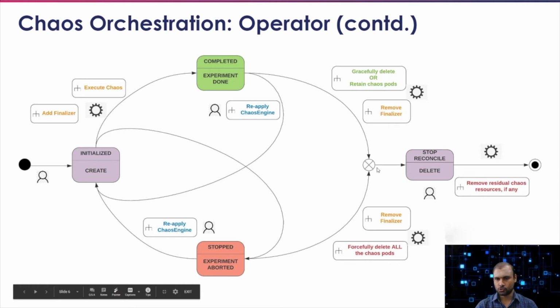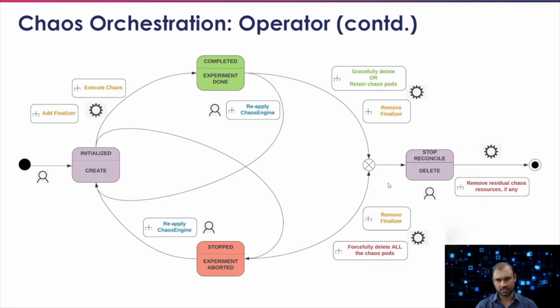You could also choose to remove the chaos engine at this point, also post the abort. And the reconcile has stopped already, and any residual chaos resources, if they are still available and have not been removed, are going to be removed. So this is the way the state flows in the chaos engine, and the operator manages these state transitions.